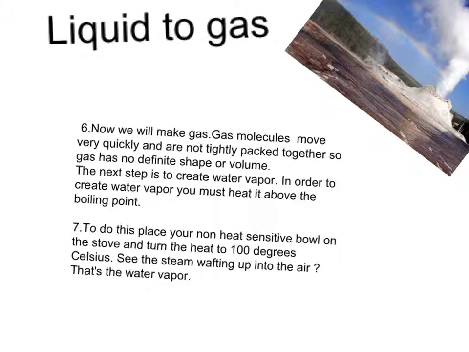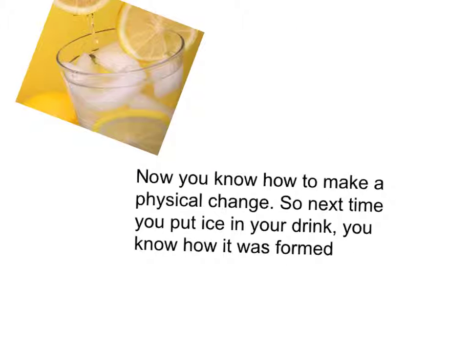Step 7. To do this, place your non-heat sensitive bowl on the stove and turn the heat up to 100 degrees Celsius. See the steam wafting up in the air? That is water vapor. Now you know how to make a physical change, so next time you put ice in your drink, you know how it's formed.